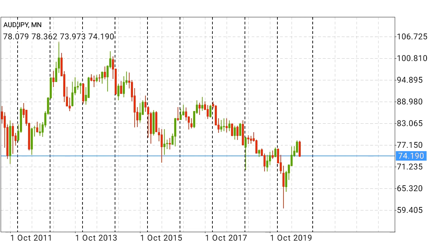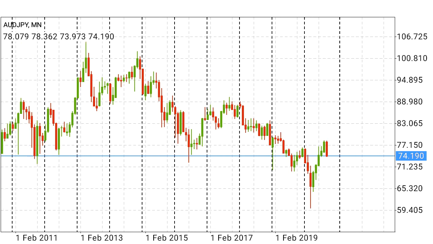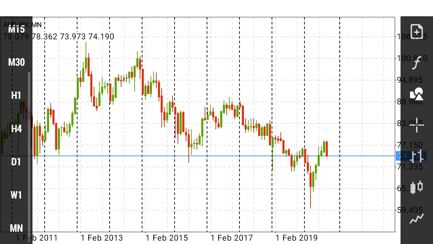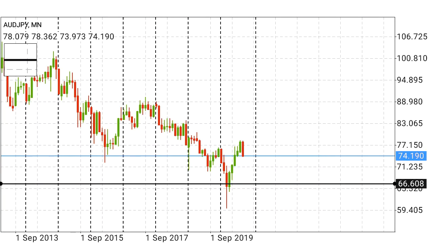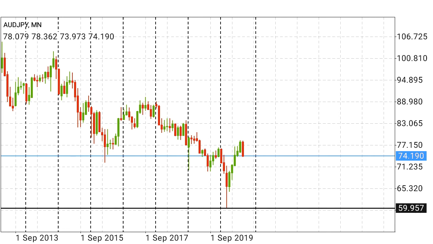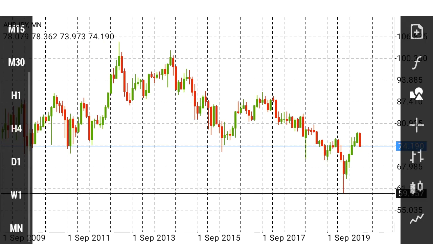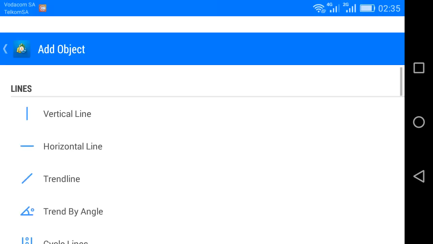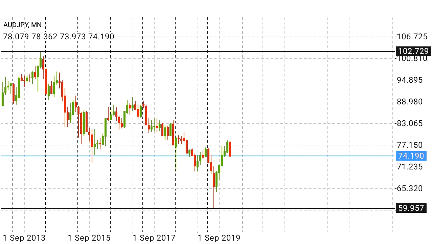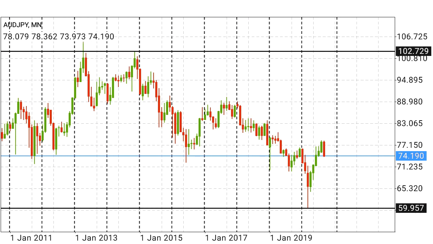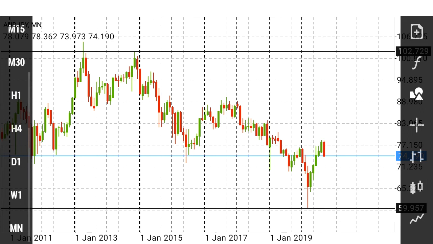There's nothing much that we can see, but I can just draw my support and resistance. I assume that you guys all know what support and resistance is. Okay, from here I'll go to weekly.